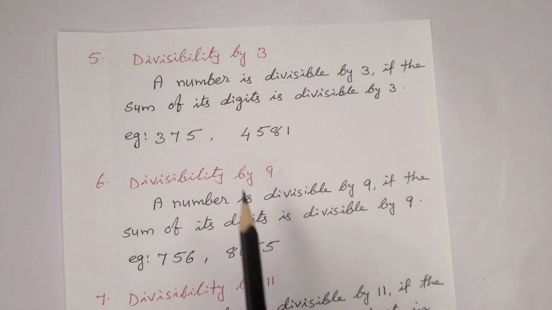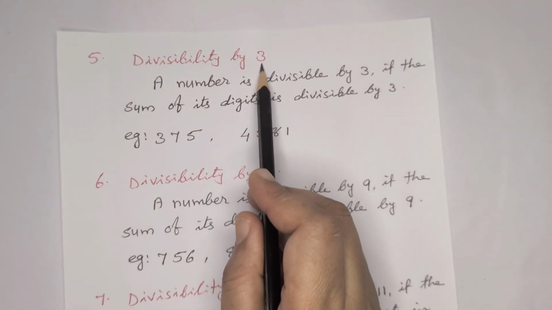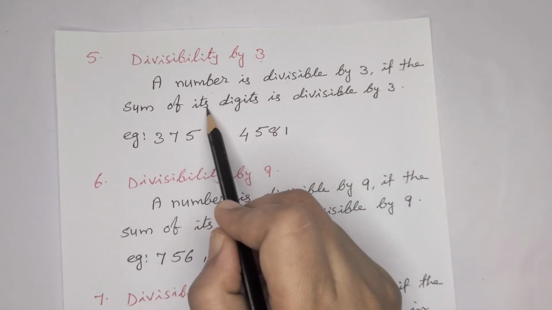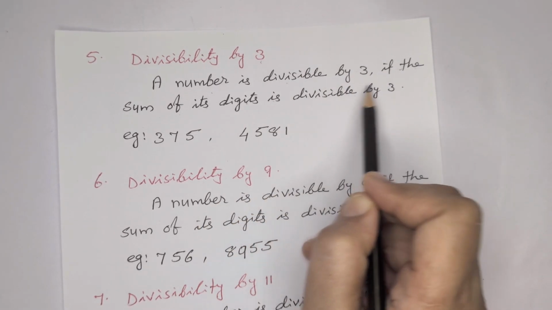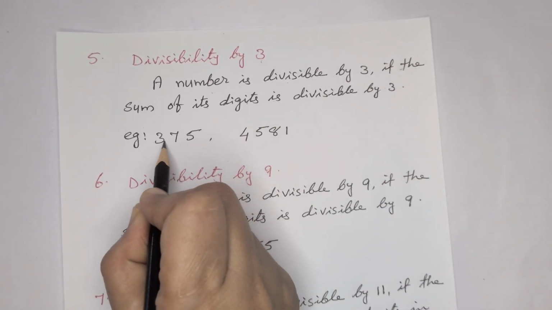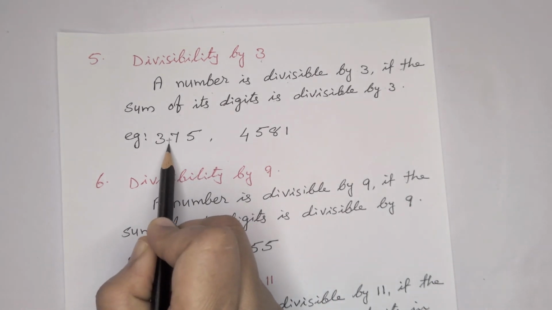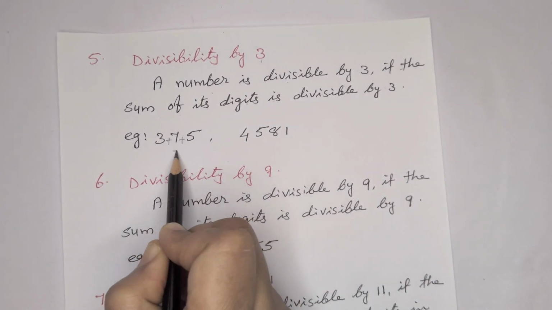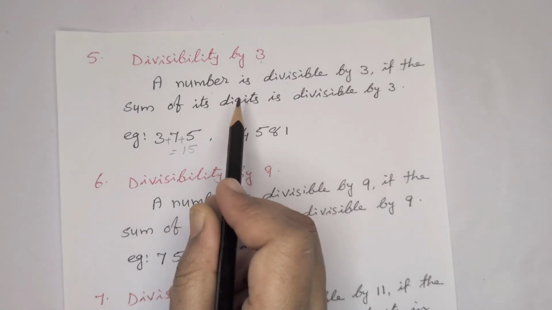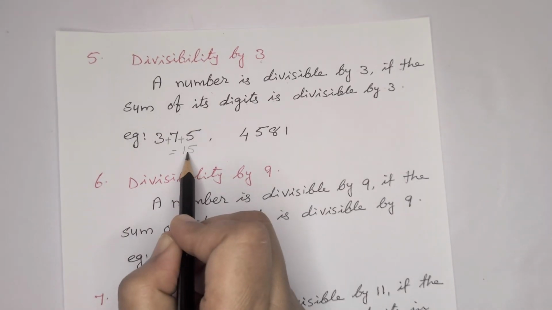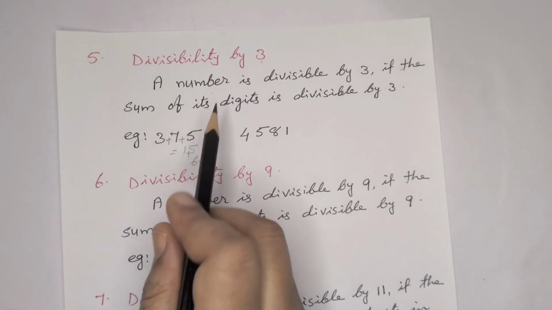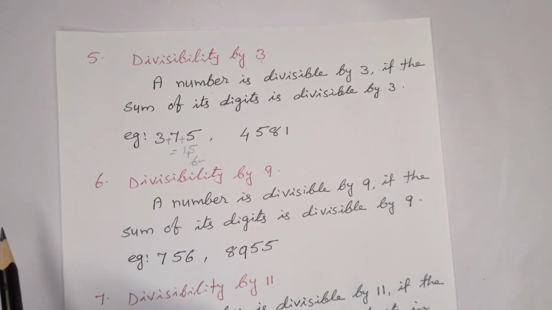Now we can look at the divisibility test of 3. A number is divisible by 3 if the sum of its digits is divisible by 3. For that, first we have to add the digits. Here we can see 375. 3 plus 7 plus 5. 3 plus 7 is 10, 10 plus 5 is 15. 15 is a multiple of 3. Or again you can add 1 plus 5, that is 6. 6 is a multiple of 3, which means this number is divisible by 3.